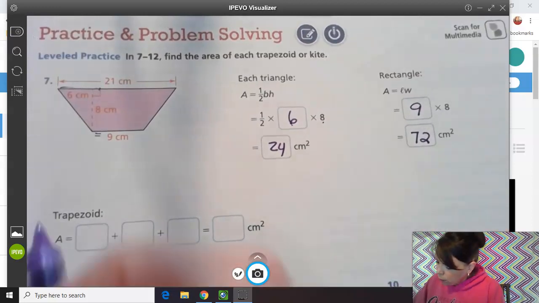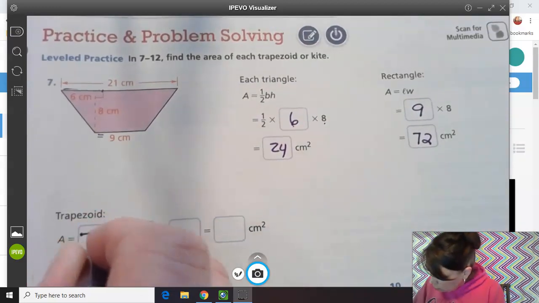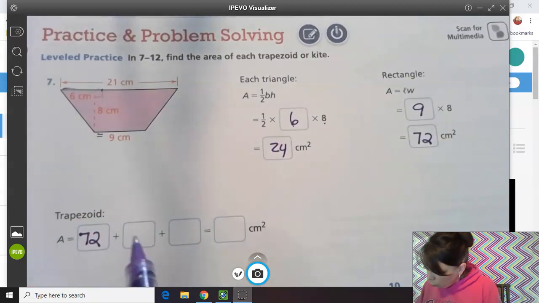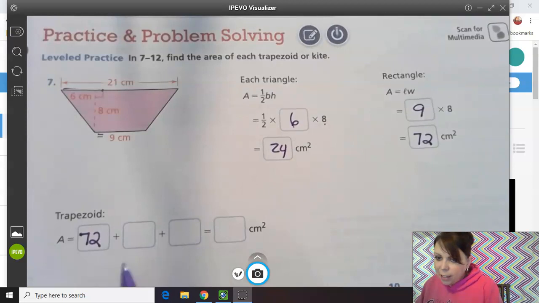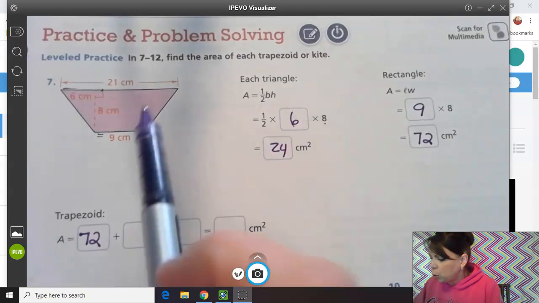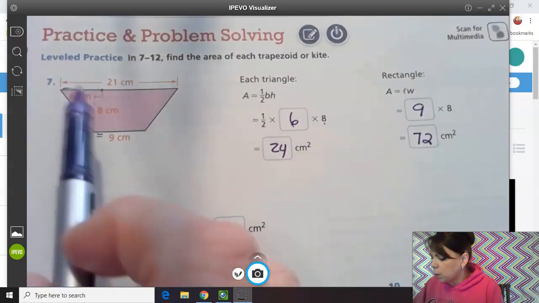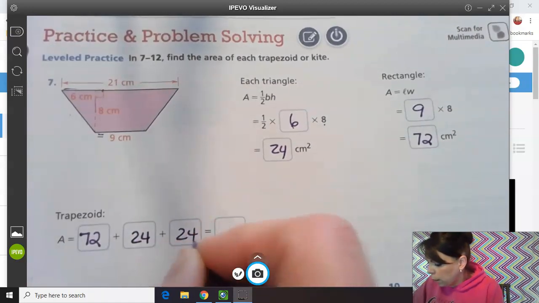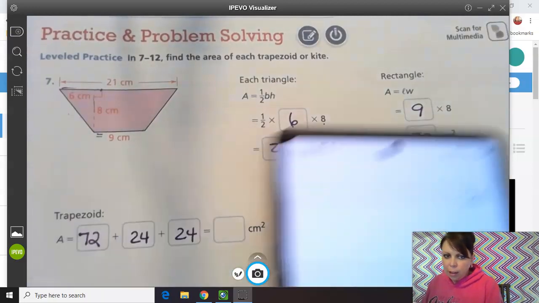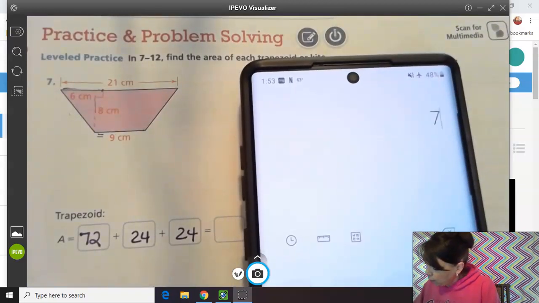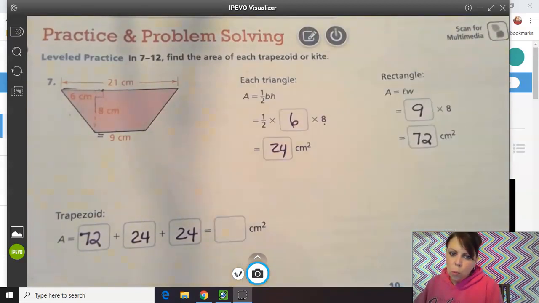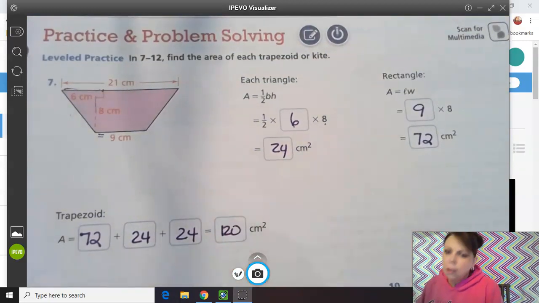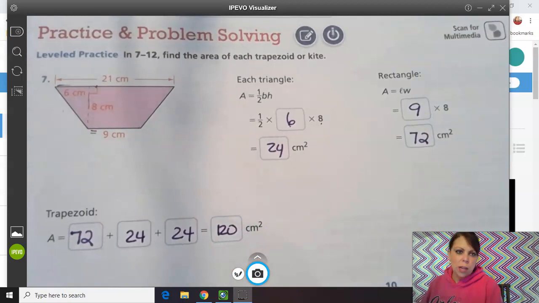All right. Now, it's got all these boxes in there, so let's put the rectangle in. Area equals 72 plus. And now you've got these extra boxes and you're probably thinking, why are there so many extra boxes? Because there's 2 triangles. This one is 24 centimeters squared, and so is this one. So there's 2 of those, 24 plus 24. If we get out our calculator and add that up, 72 plus 24 plus 24 equals 120 centimeters squared. All right, so that's problem number 7.